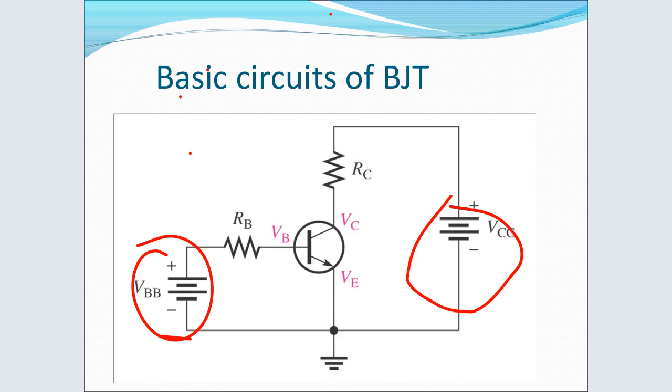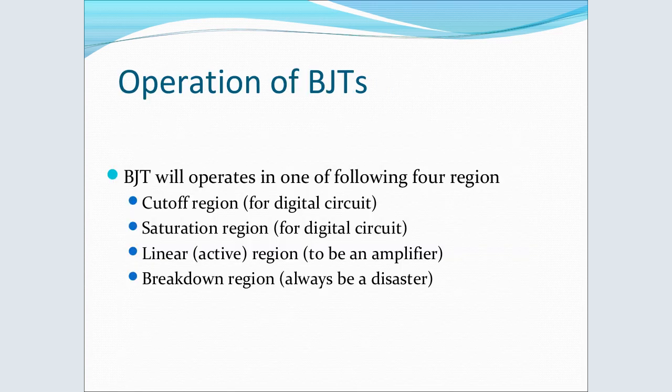So VBB is the external supply voltage on the base, and VCC is the external supply voltage on the collector terminal. Okay, so if you see those in circuits, you need to remember the meaning. I've mentioned these ones. Just have a look at them. The same thing that happened with the diode at breakdown region is the same thing that will still happen with a transistor here.